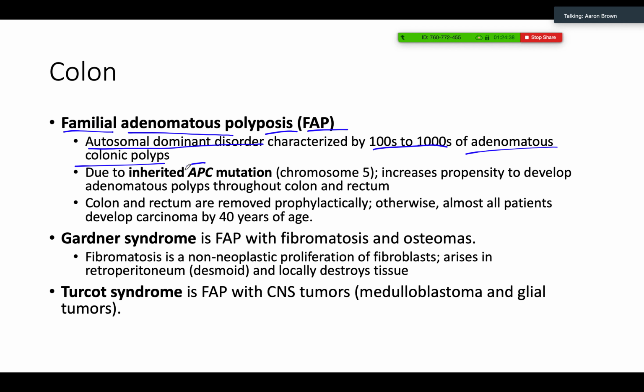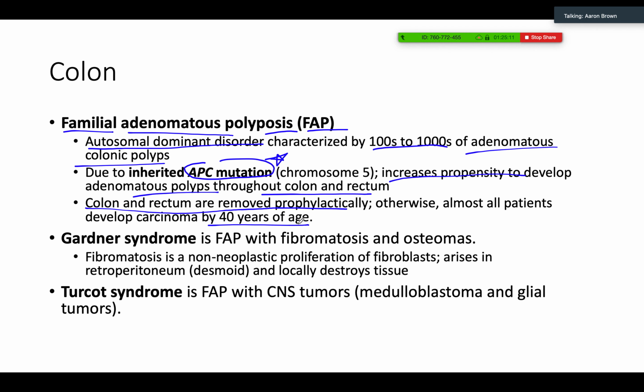This is due to an inherited mutation in APC. This is important. I'm going to put a star here. This increases the propensity to develop adenomatous polyps throughout the colon and rectum. And so for these patients, we remove the colon and rectum prophylactically. Otherwise, all of these patients are going to develop cancer by age 40. And so for most of these patients, we'll wait until they make it through high school, and maybe, if they're going to college, wait till they finish their first few years of college. And then the risk is just too great. You just take out the whole colon.